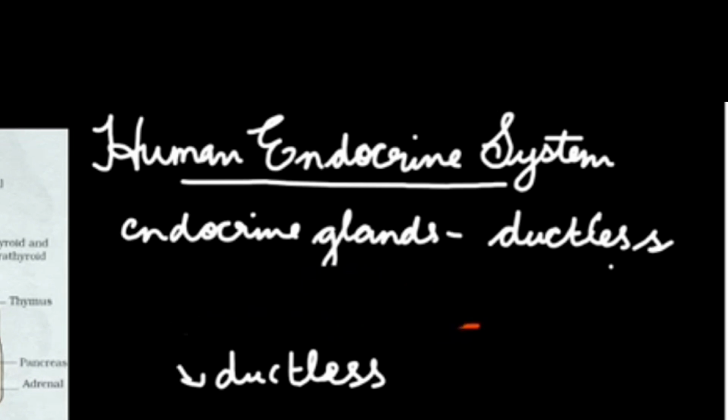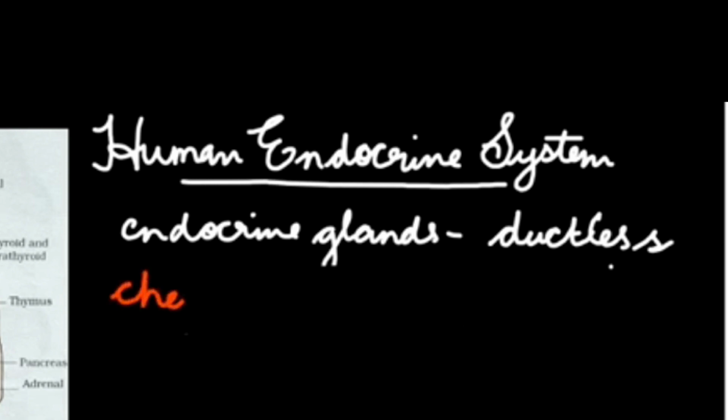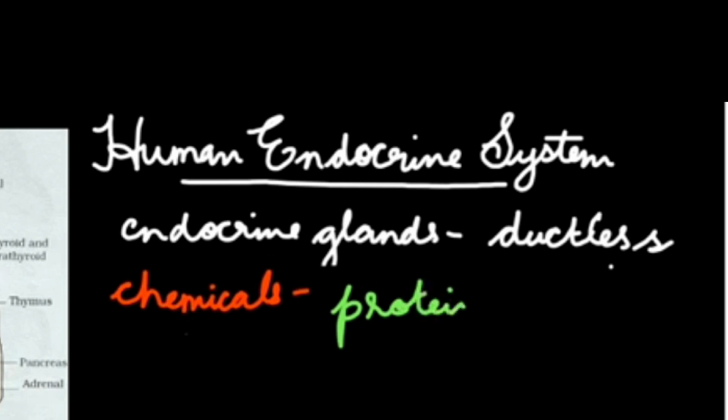Now, what are the secretions made up of? The secretions are actually chemicals, and they can be made out of proteins, or some are made up of lipids, and some are amino acid derivatives.